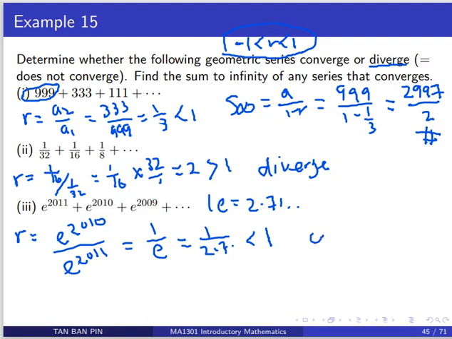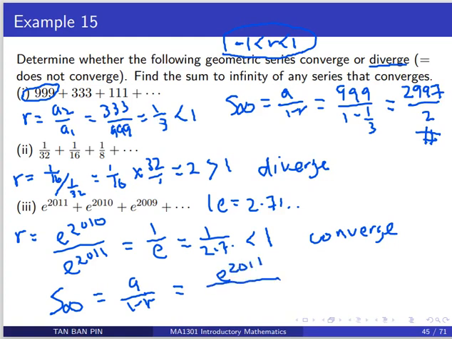So that means it's convergent. That means it converges because the common ratio is between minus 1 and 1. So we can talk about sum to infinity. Sum to infinity is A over 1 minus r. A is e power 2011. r is 1 over e, so it's minus 1 over e.